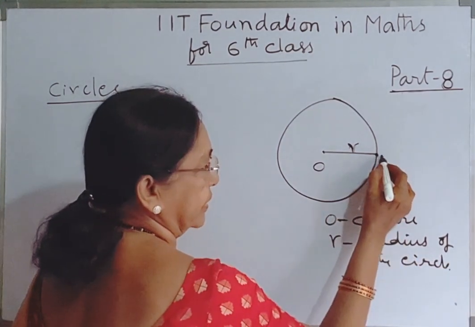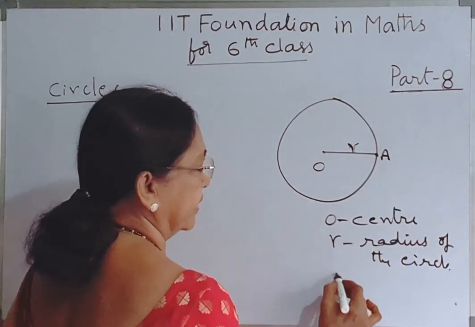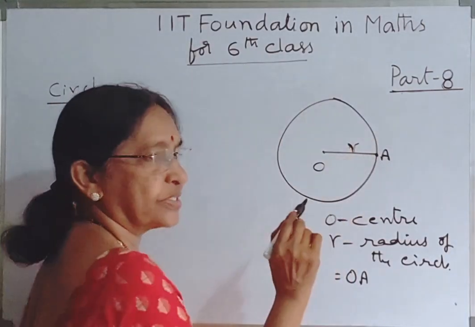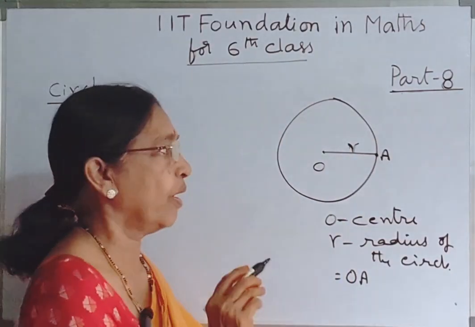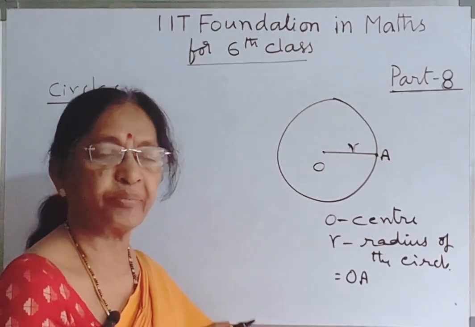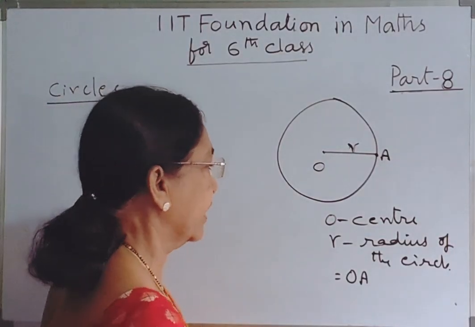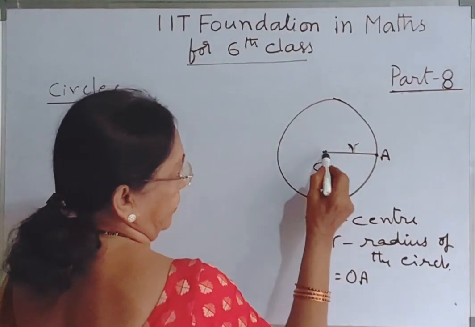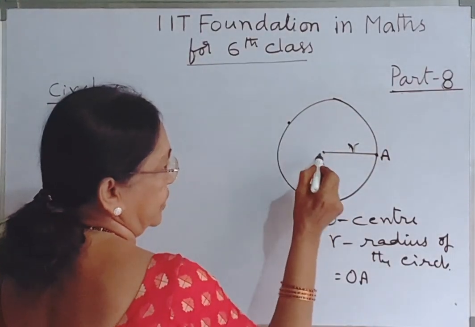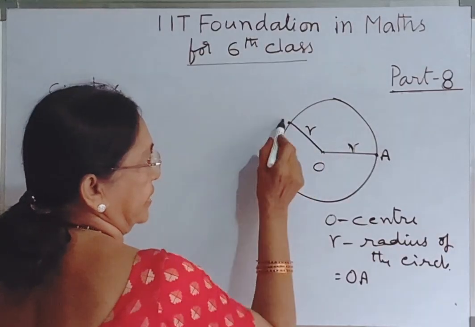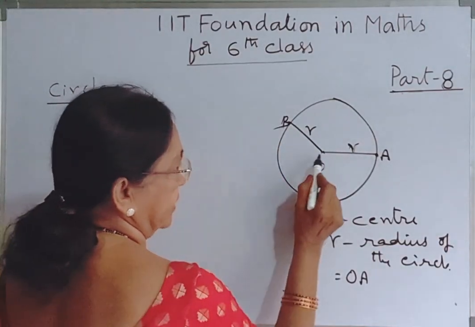Like this point is A, then radius is equal to OA. And all the points on the circle are at the same distance, which is equal to the radius of the circle. Then any point on the circle which is joined to the center of the circle is a radius. This is a radius. OB is also a radius.